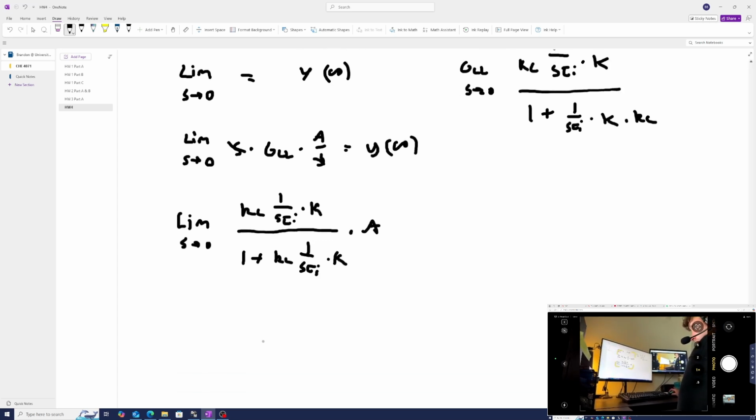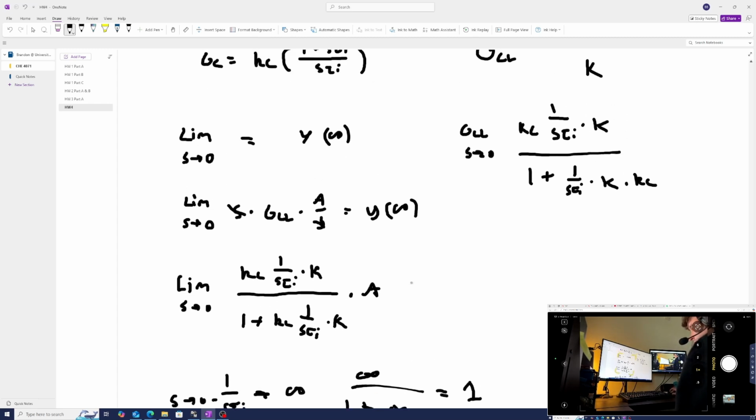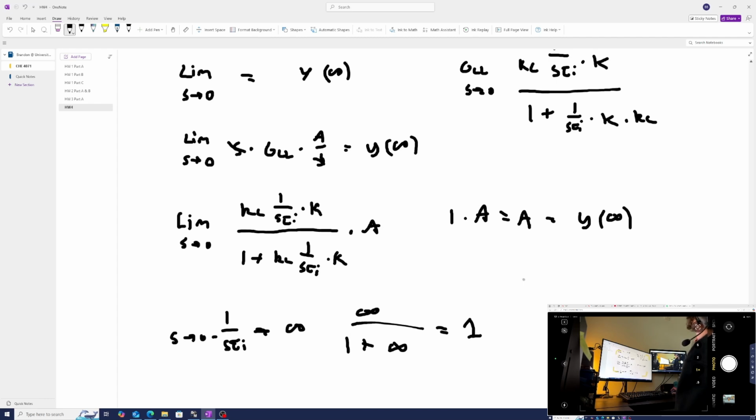So as S approaches 0 for 1 over S tau I, we know that this goes to infinity, meaning that this will end up as infinity over 1 plus infinity, which simplifies to 1 because the 1 will be negligible at a scale so large, meaning that our limit as S approaches 0 is just going to be equal to 1 times A, which is just equal to A. So A being our original set point will always be equal to y at time of infinity, meaning our second order system with a PI controller will always reach its desired set point.